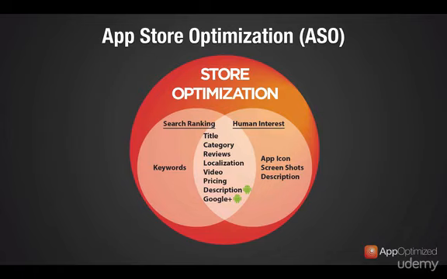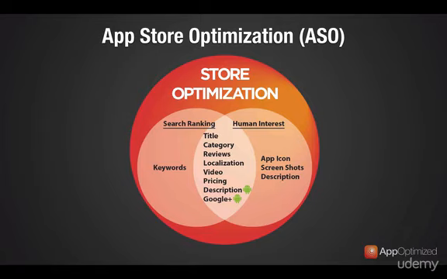For search ranking, there are keywords, which strictly influence search ranking. It has nothing to do with human interest. In fact, people don't see what keywords you've targeted, and that's specific to iOS. But we'll talk about how keywords are also important for the Google Play Store as well.